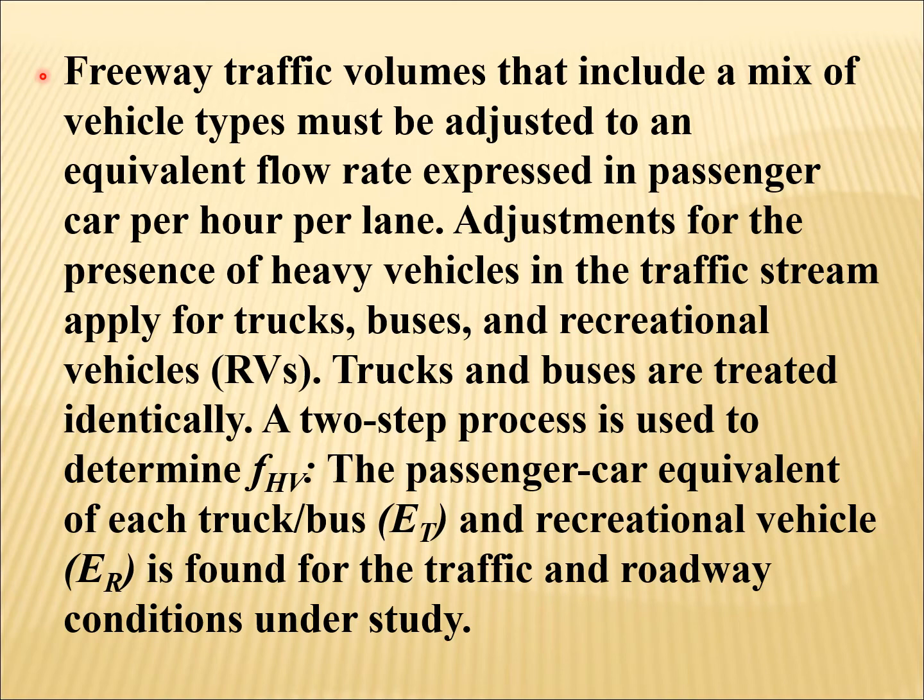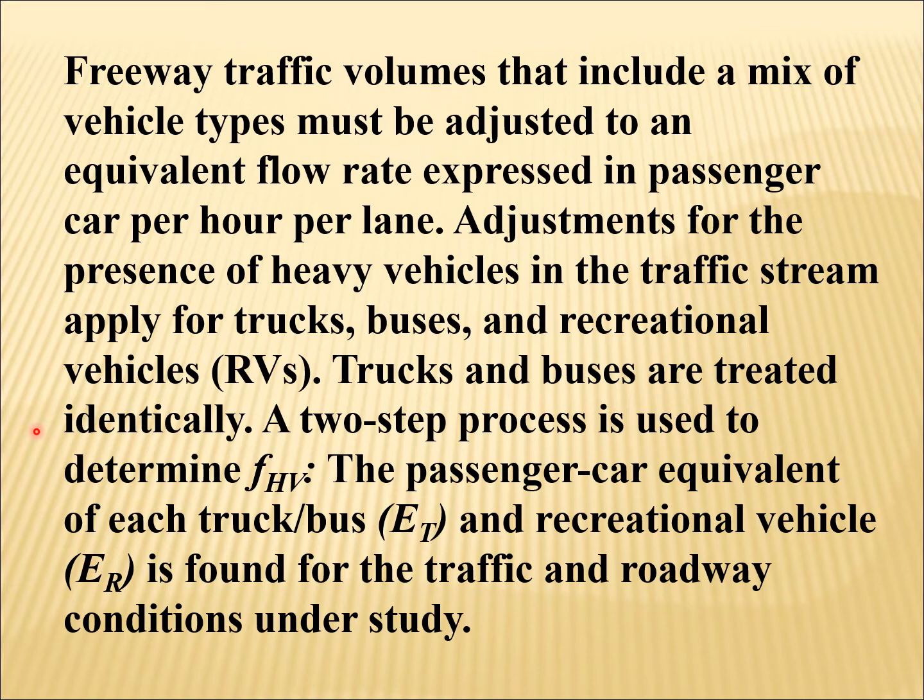Freeway traffic volumes that include a mix of vehicle types must be adjusted to an equivalent flow rate expressed in passenger cars per hour per lane. Adjustments for the presence of heavy vehicles in the traffic stream apply for trucks, buses, and recreational vehicles, or RVs. Trucks and buses are treated identically. This point must be noted: trucks and buses are treated identically.